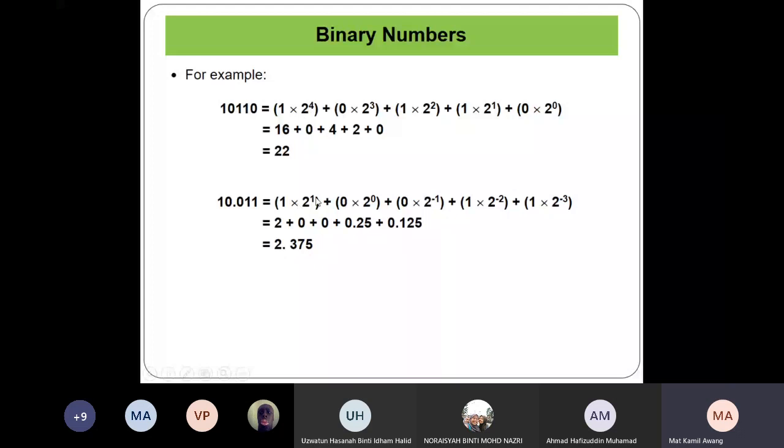Then you go to the ones to the right. You start from the one next to the dot. This is 0, so 0 times 2 to the power of minus 1. The next one is 1 times 2 to the power of minus 2. And the last one is 1 times 2 to the power of minus 3. When you have set up this equation, you can just multiply and add up. So 10.011 is equivalent to 2.375 in decimal. Simple. Clear?